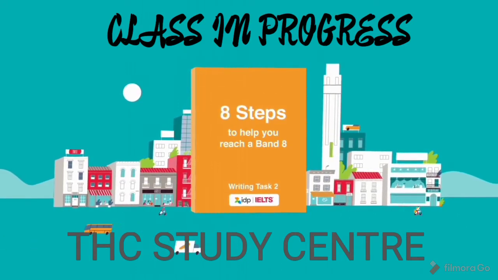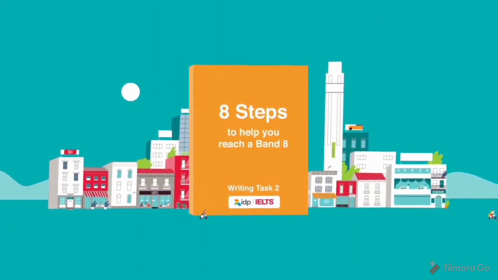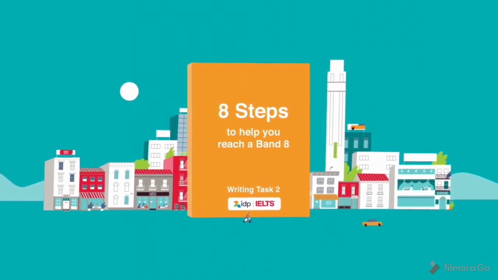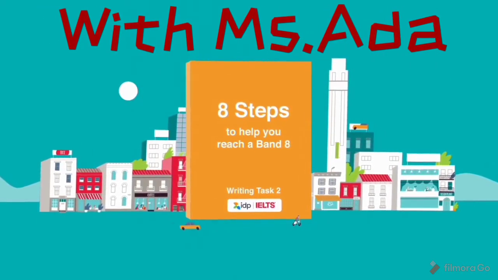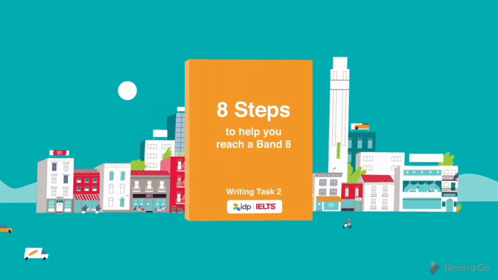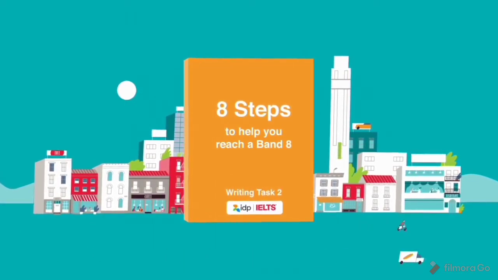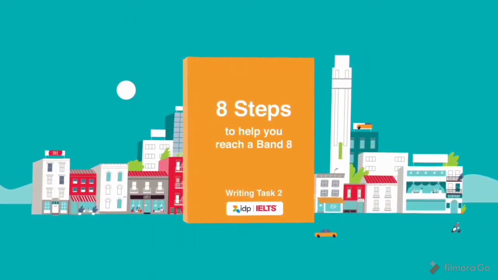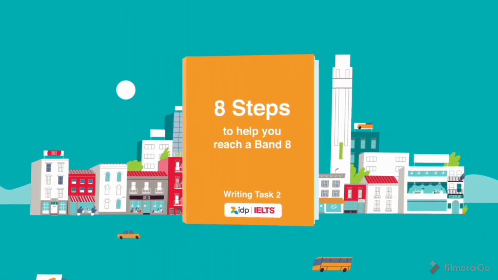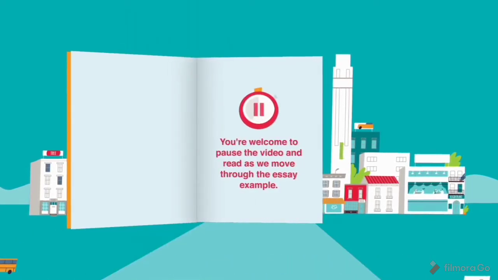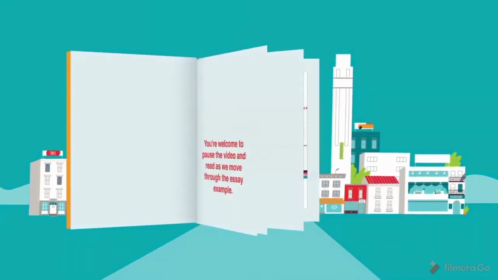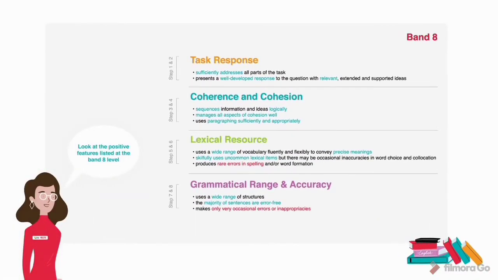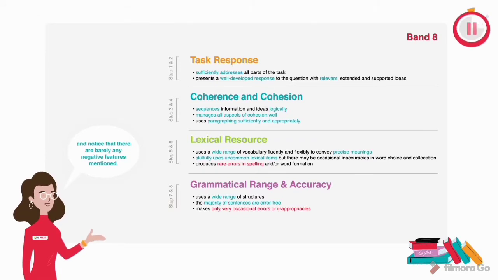Hey IELTS test takers! Today, we're going to look at 8 steps that you can take towards a Band 8 in IELTS Writing Task 2, using the assessment criteria and band descriptors as a guide to what the examiner is looking for. You're welcome to pause the video and read as we move through the essay example. Look at the positive features listed at the Band 8 level and notice there are barely any negative features mentioned.